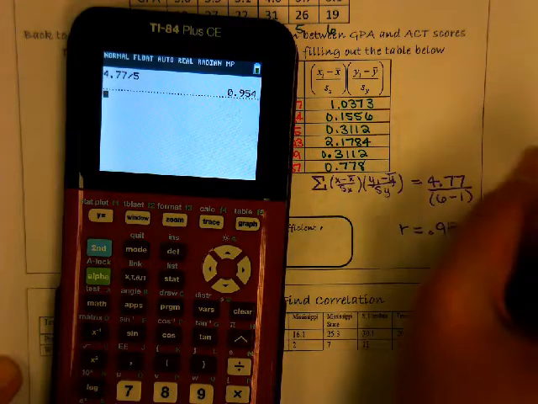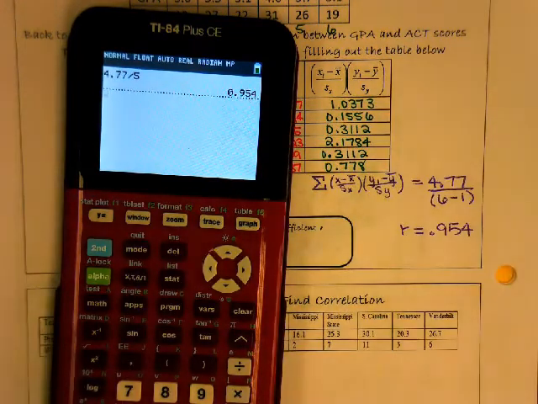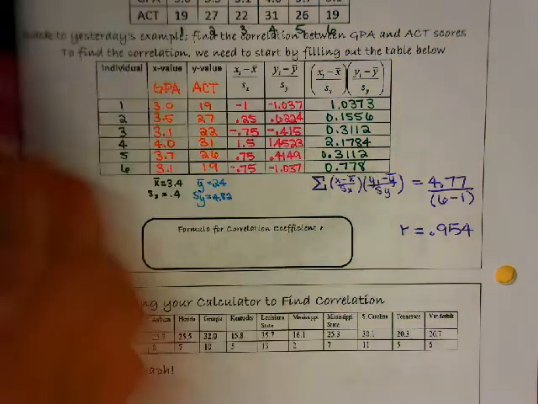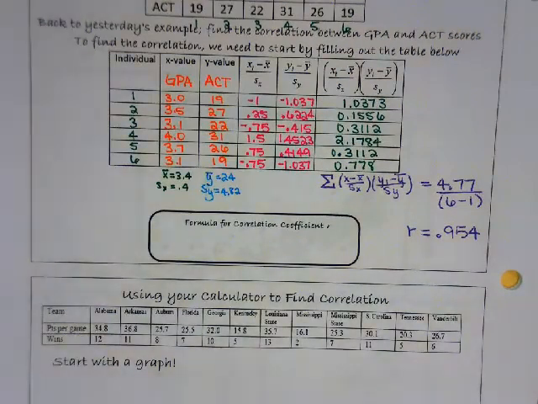Can you please do that all over? Why did you do 6 minus 1? That's the formula. It's called degrees of freedom. We're going to write it right there.